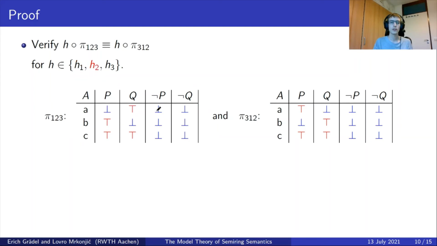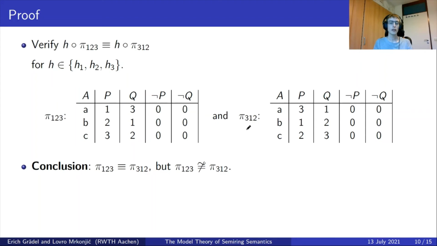If we apply H2, then we can show with this isomorphism that the resulting interpretations are isomorphic. And in the case of H3, we need a different isomorphism, but still we end up with the same result. So applying all of these homomorphisms yields isomorphic interpretations. And by the theorem from the previous slide, we conclude that our counterexample is actually correct.